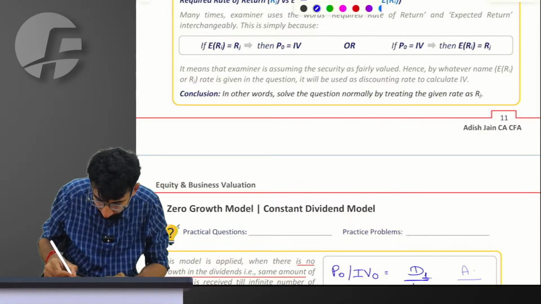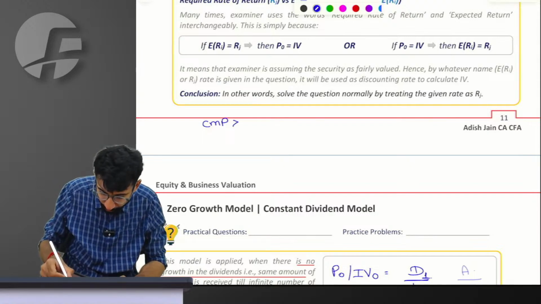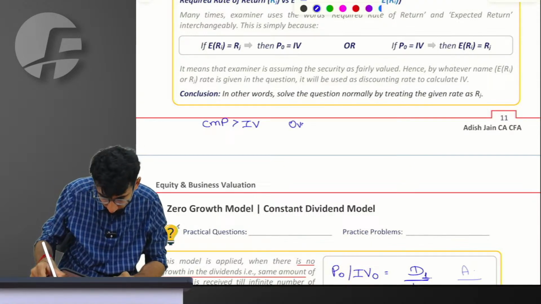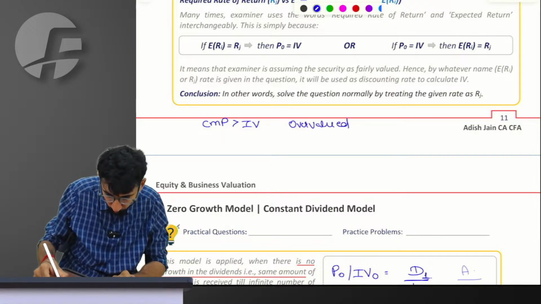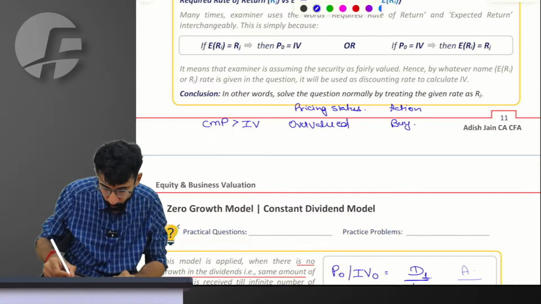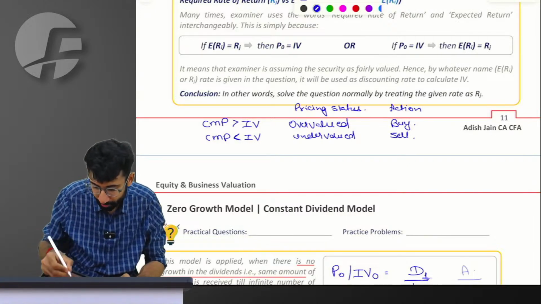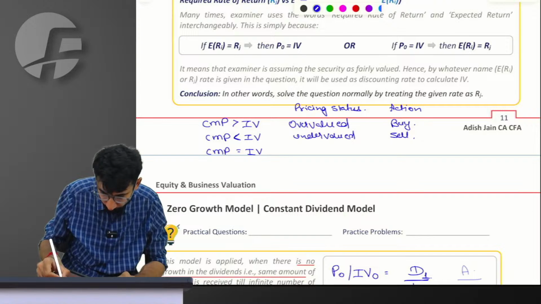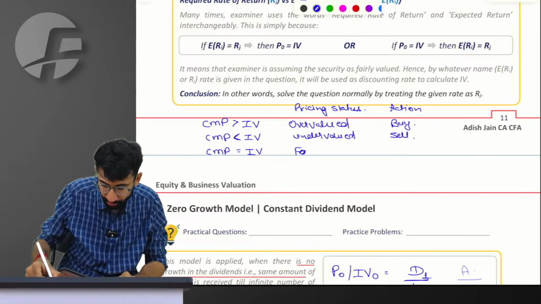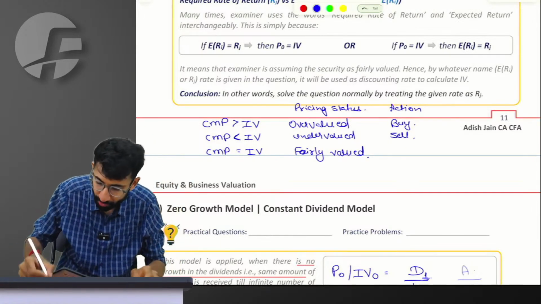So we will say, always comment on the actual price in the market. Which is why I always write CMP first. If CMP is more than intrinsic value, the share is overvalued, in which case we should sell it. If price in the market is less than how much it should be, then the share is undervalued, in which case we should buy it. And if both are same, the price in the market is same as how much it should be, which means the share is fairly valued.